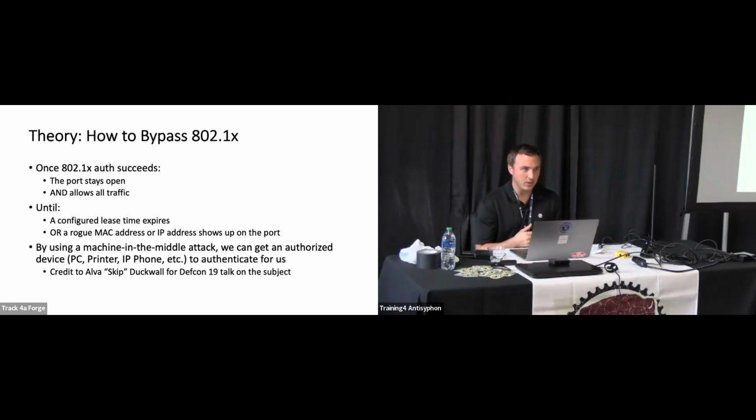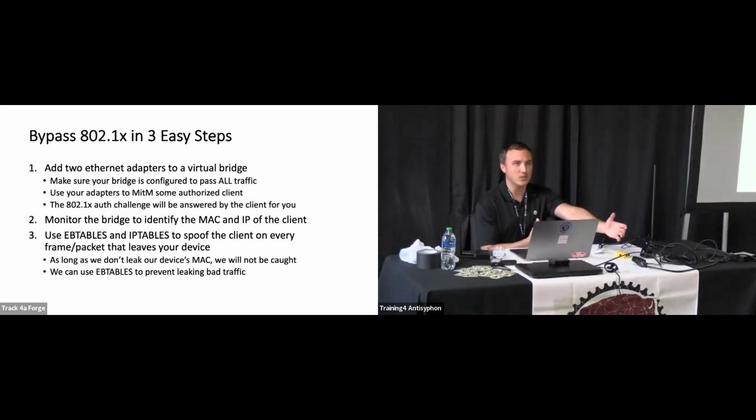But what we can do is use a machine in the middle attack to get that port enabled. We can flow that auth traffic through to a trusted device, something like a PC, printer, or IP phone, something that's supposed to be there. It answers the auth challenge for us. And then because we are then connected to the network, we can piggyback on that connection.